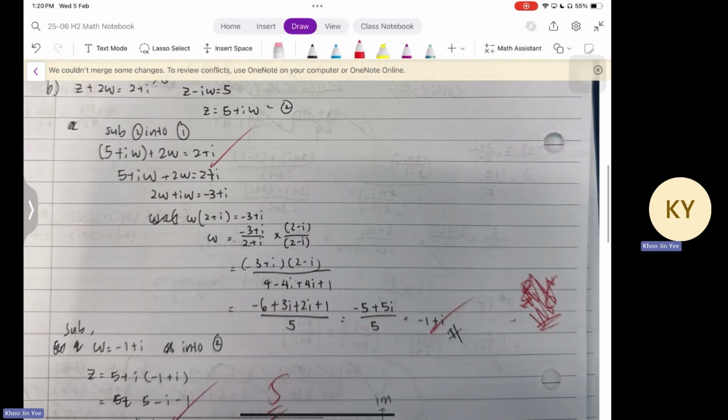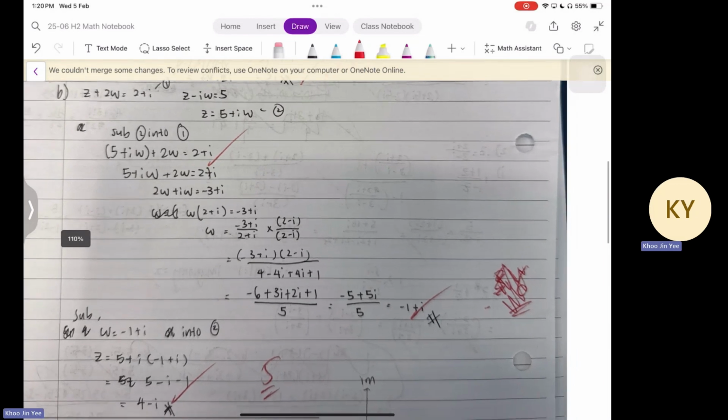Next, for the second one, we are looking at solving simultaneous equations. Equation 1, equation 2, substitute 2 into 1, or eliminate, 2 minus 1 or 1 minus 2, doesn't matter. But now you only have w, so make w the subject. You don't need a and bi for this question. It's really just make w the subject. Only if there is no choice, then we do a and bi. Then for w, throw this down and divide by 2 plus i.